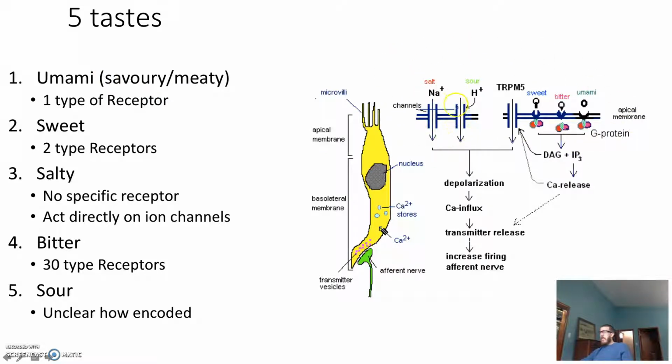Some of them are quite simple. For instance, the salt and sour receptors are just open channels that let in sodium or let in hydrogen. And when they do that, they change the internal equilibrium of the cell, and they bring it closer to or further from firing. Whereas you can see that the sweet, bitter, and umami receptors are G protein coupled receptors. So once the key is entered into the lock, they start a cascade of processes that ultimately releases calcium and increases the firing of the cell.